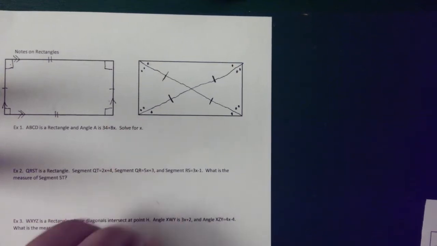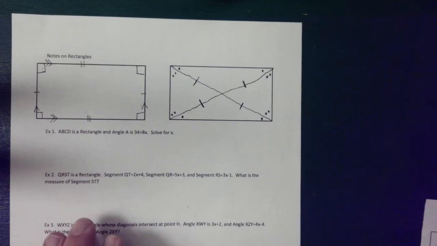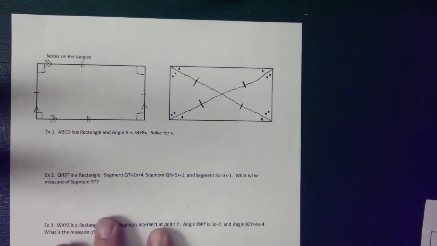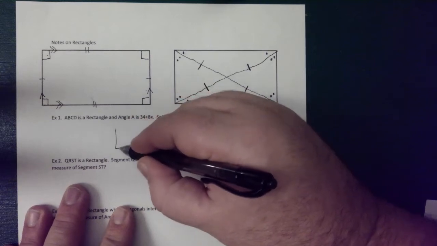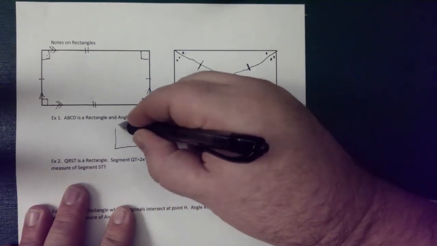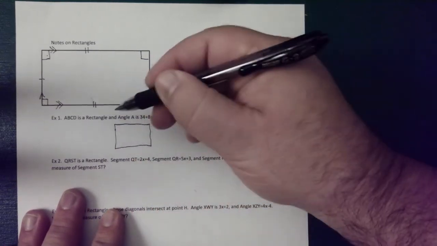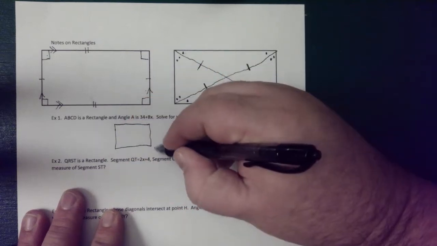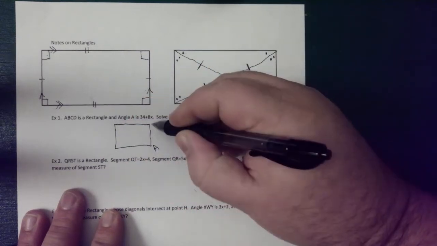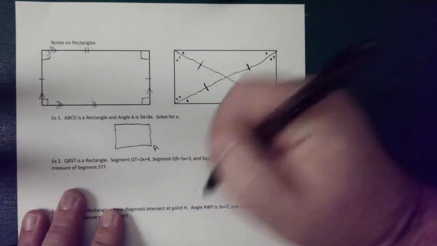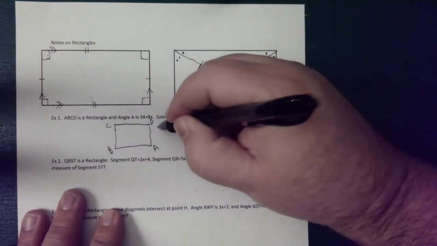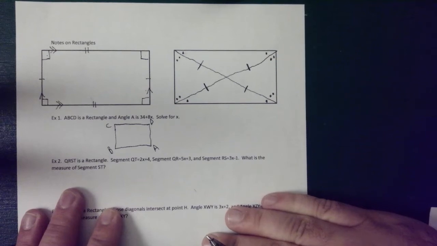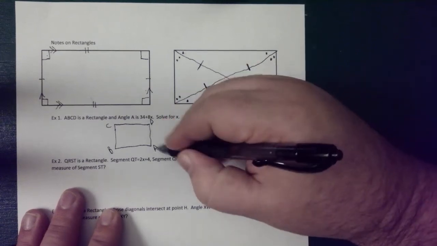So let's take a look at some problems that you might be faced with, work these out, label them the right way, and get some answers. So ABCD is a rectangle. Again, it doesn't matter where you start. You just got to make sure the next letter you put is B. It goes either here or here. I'll go there, C, and then D. Got to go around in order. ABCD is a rectangle. Angle A is 34 plus 8x.